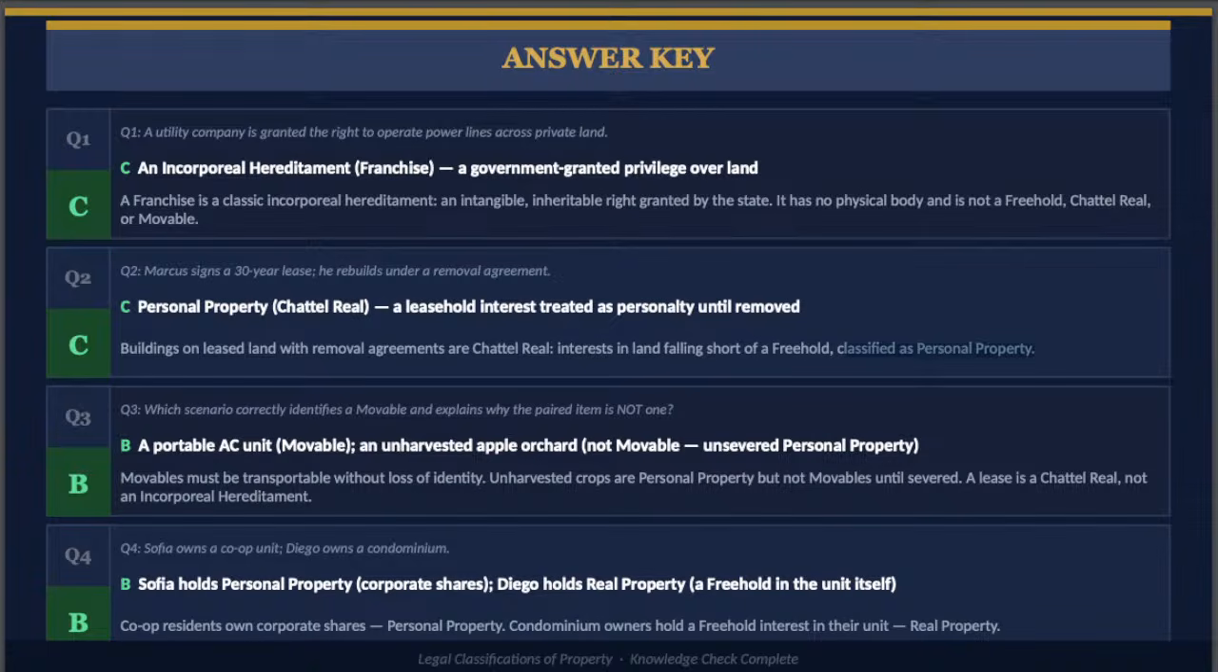All right, we're on to question 3. Which scenario correctly identifies a movable and explains why the paired item is not? And the correct answer is B, a portable AC unit, which is movable.